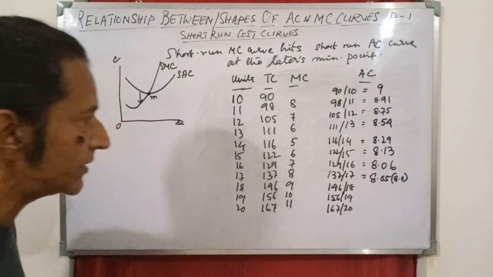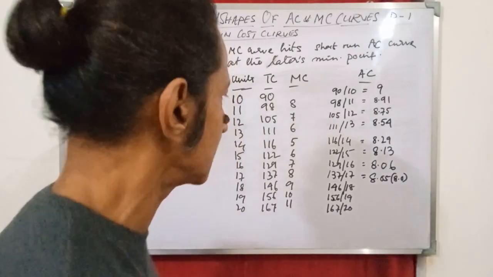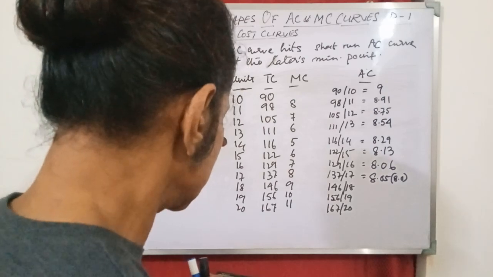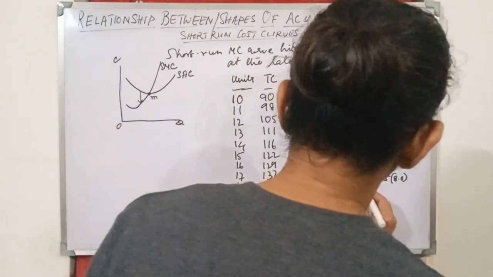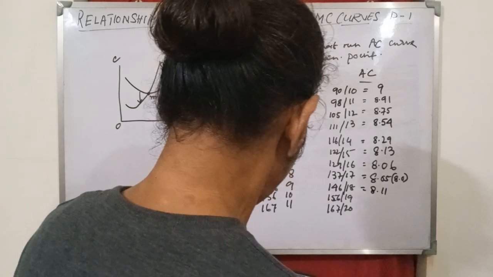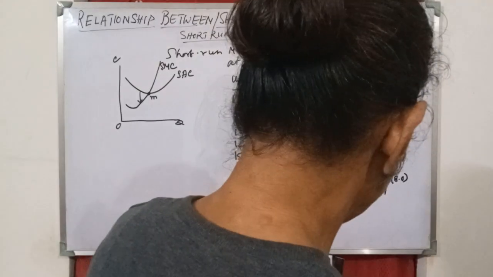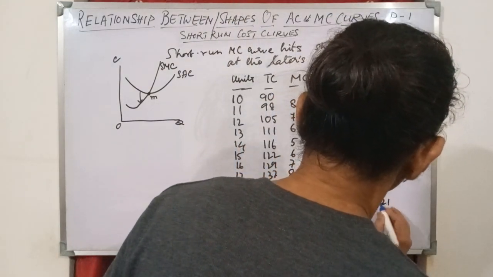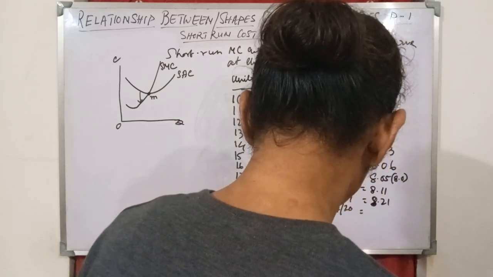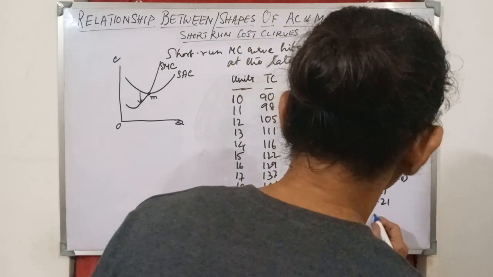Now let us see what is happening when the farm produces 18 units, 19 units and finally 20 units. So 146 divided by 18, you get 8.11. Then 156 divided by 19. We get 8.21. And finally 167 divided by 20. So we get 8.35.